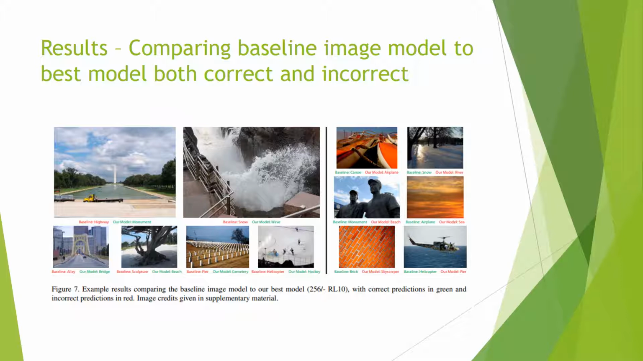Here are results comparing the baseline image model to the best model, both correct and incorrect. The images on the left-hand side were identified incorrectly on the baseline. With the new models, they are now identified correctly. However, on the right-hand side, we see images that were identified correctly with the baseline, but are now identified incorrectly.